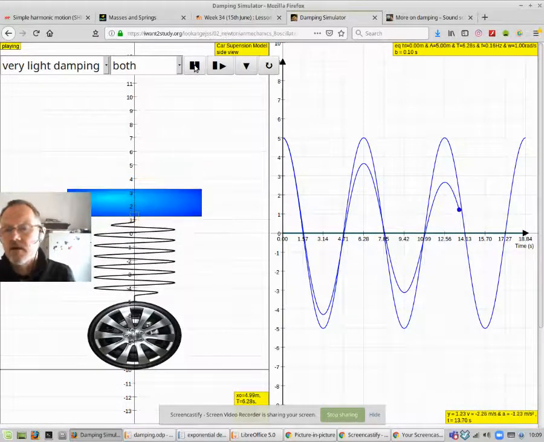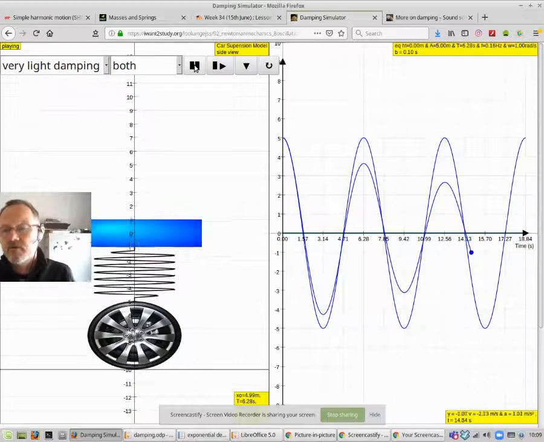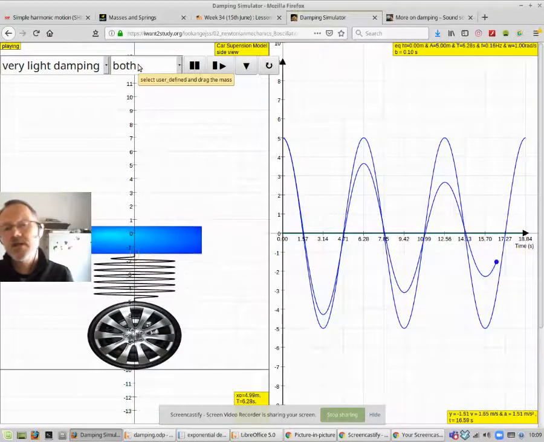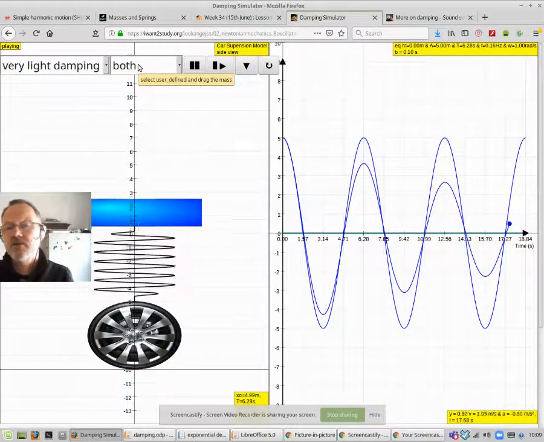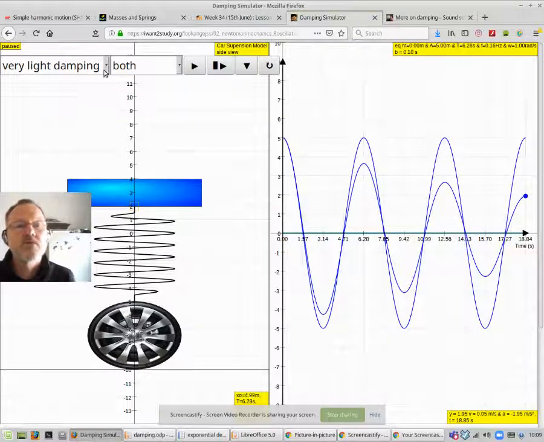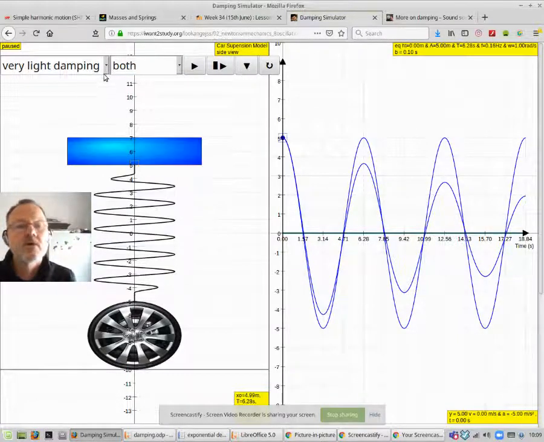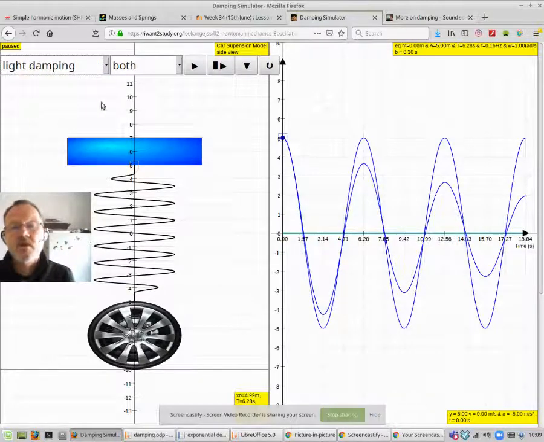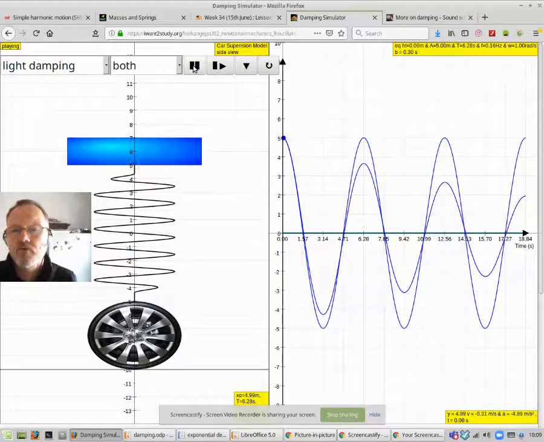Now, how will things be different if we now increase the damping again? So we're going to just quickly look at increasing the damping a little bit more. So once the animation stopped here, we'll now move to heavier damping. We know the type of graph we're going to see. We're going to see a reduction in the amplitude, but see if you can spot another feature that's common to all of the graphs.